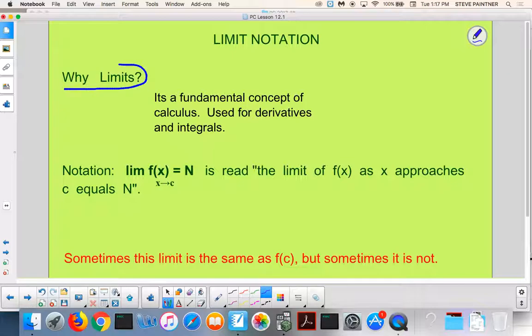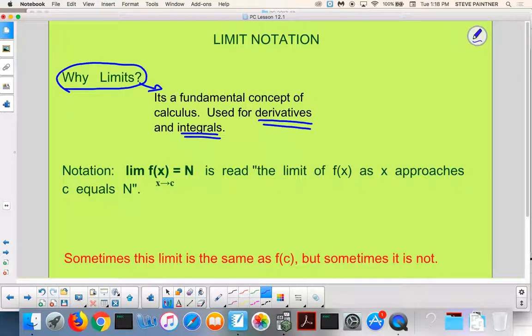Why are we working with limits? I kind of told you, but here we go. Basically, it's this. It's a fundamental concept of calculus. Going into calculus, you want to know what a limit is, okay? Used for finding what? Derivatives and integrals. Okay? Again, you don't even know what that is, but you will by the time you walk out of here, May 20th or whatever, the end of chapter 12.